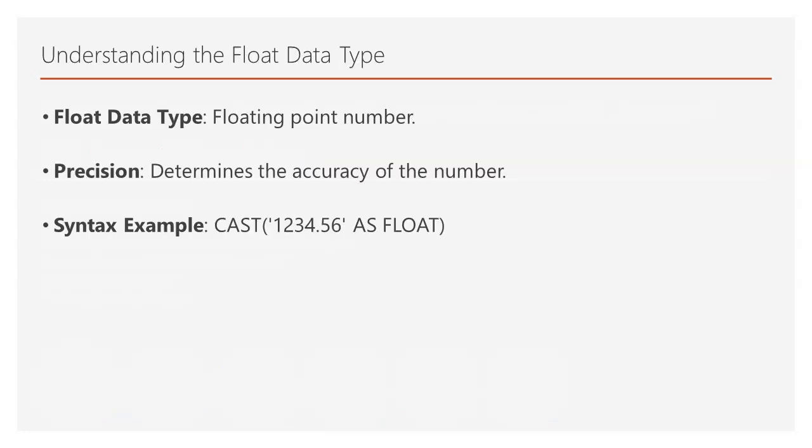Let's start with the float data type in SQL Server. This type represents floating point numbers and is used for approximate numerical values. Float has varying levels of precision depending on the value's size. This flexibility makes float suitable for a wide range of numerical data, but it's essential to manage the format of input data to avoid conversion errors, especially when dealing with different locales.